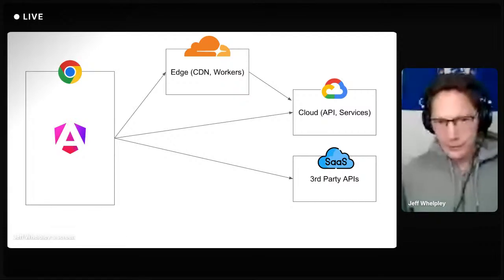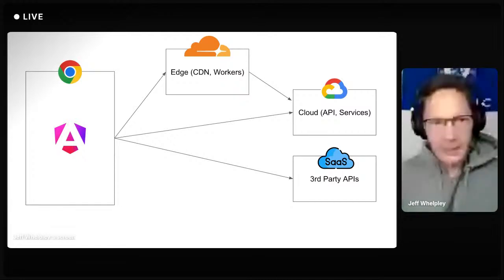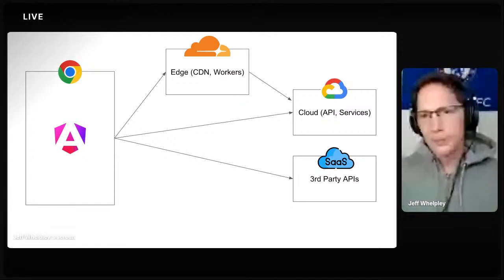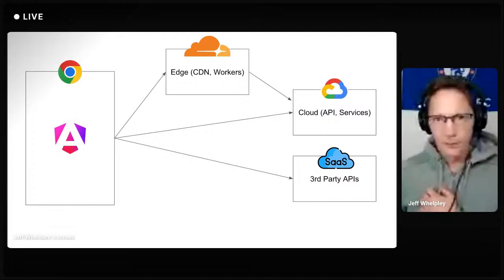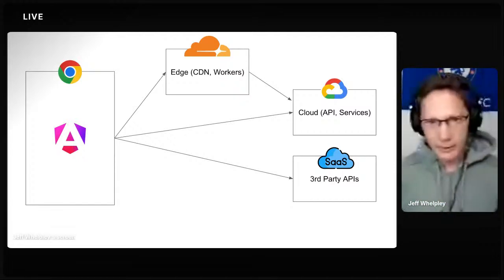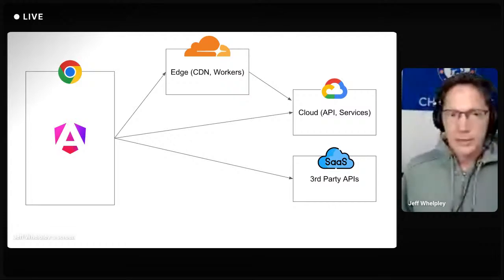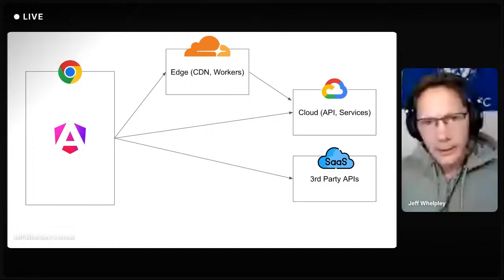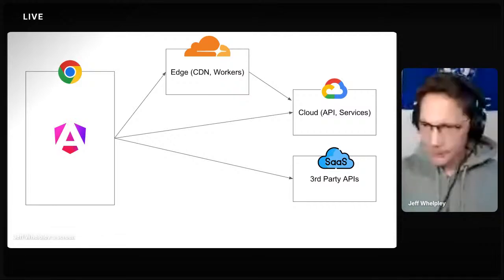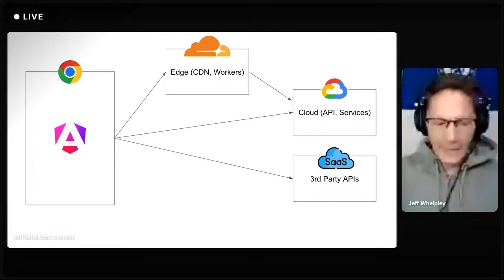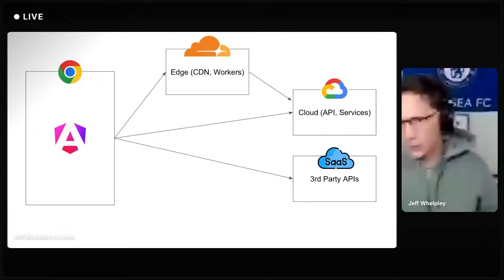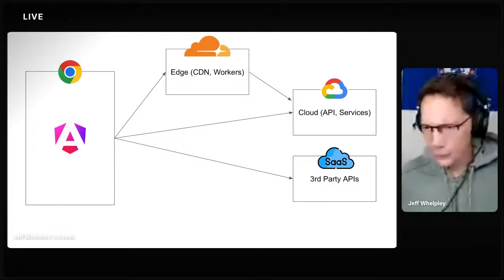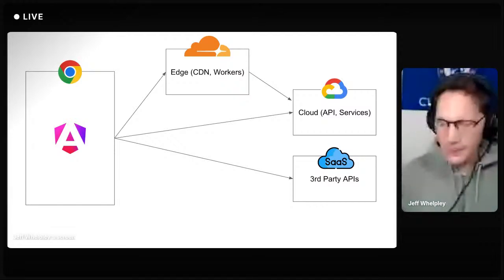You have on the left side the actual client side Angular app running in your browser. You might be getting some resources from, in my case, I use Cloudflare a lot for my edge static assets and compute for web, Cloudflare workers, and maybe some other stuff on the edge you might be doing. But then you typically have your backend server cloud services on Google Cloud or AWS or whatever else, and then you may also call directly out to some third-party APIs as well.